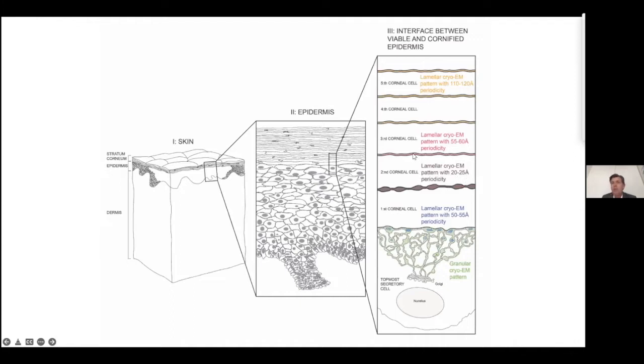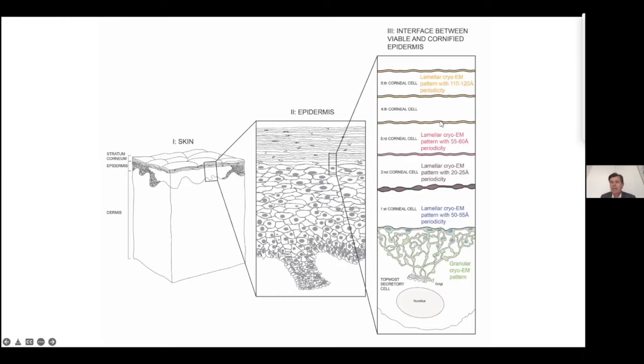If we move another step up to the intercellular space between the second and third stratum corneum cell, we see yet another pattern. So this fine lamella has disappeared, and now instead we have a fine lamellar pattern which is asymmetric and with a periodicity of 55 to 60 angstrom.